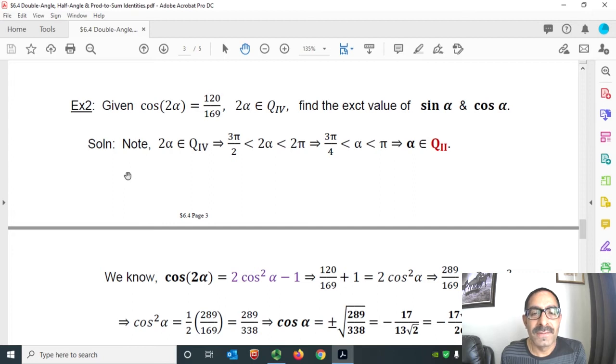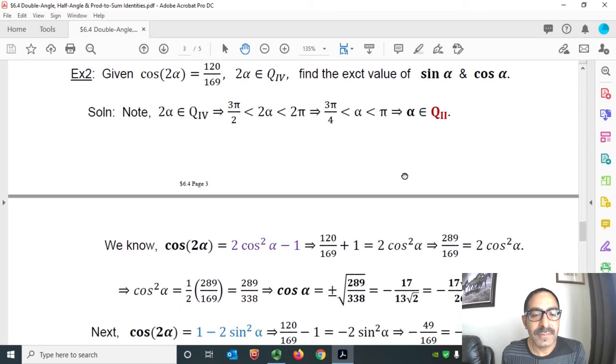Let's begin the solutions. First, let's find the position of angle alpha. Since we know that 2 alpha lies in the fourth quadrant, that means 2 alpha lies between 3 pi over 2 to 2 pi, that means 270 degrees to 360 degrees. Then divide both sides by 2. Then it turns out that alpha lies between 3 pi over 4 to pi. That means alpha lies in the second quadrant, and we know in the second quadrant only sine is positive, cosine is negative.